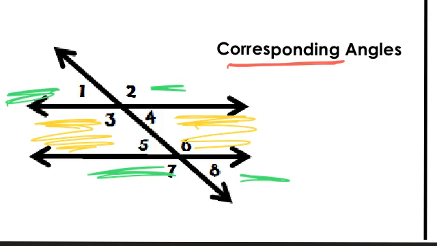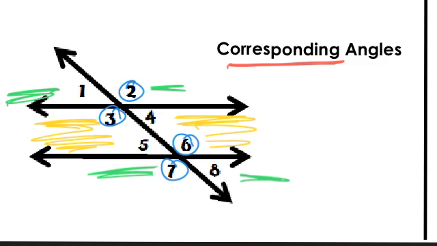So if 1, 4, 5, and 8 are congruent, what other angles are congruent to each other? That would be 2, 3, 6, and 7. What is the relationship between angles 2 and 3? They are vertical angles. What is the relationship between angles 2 and 7? They are alternate exterior angles. They're both on the green side, so on the outsides of the parallel lines.